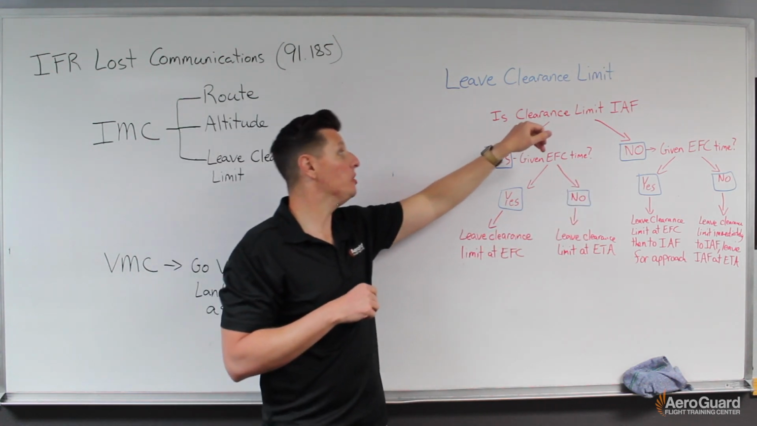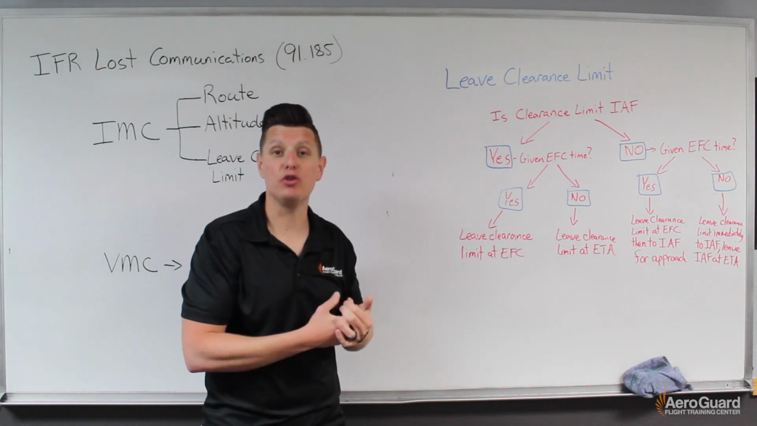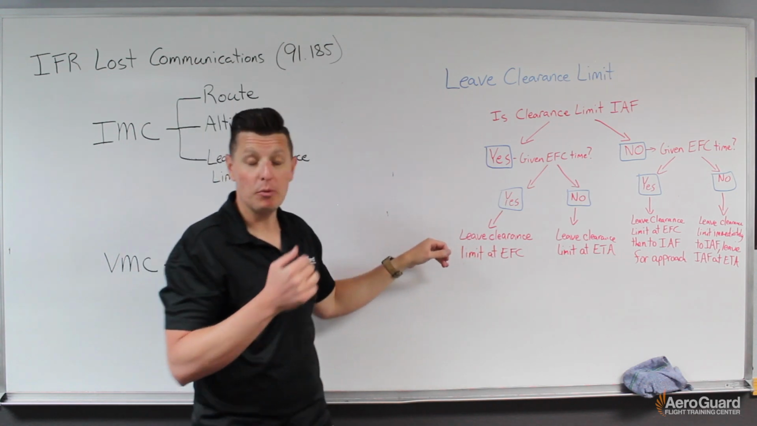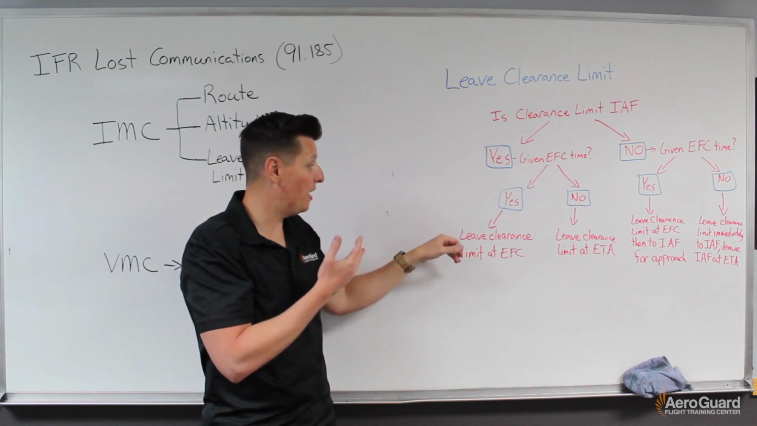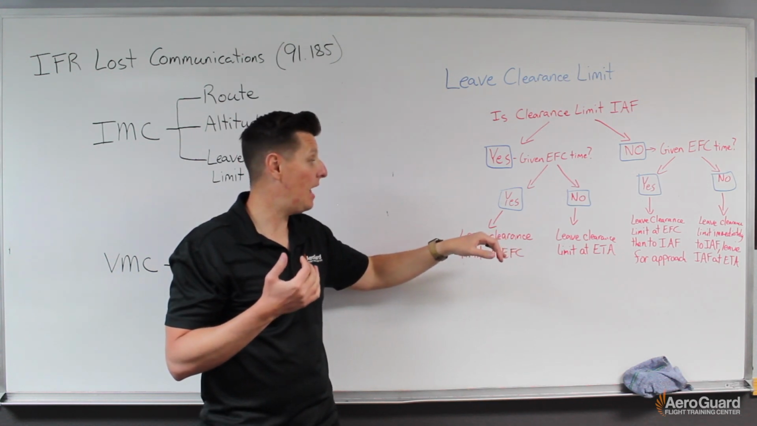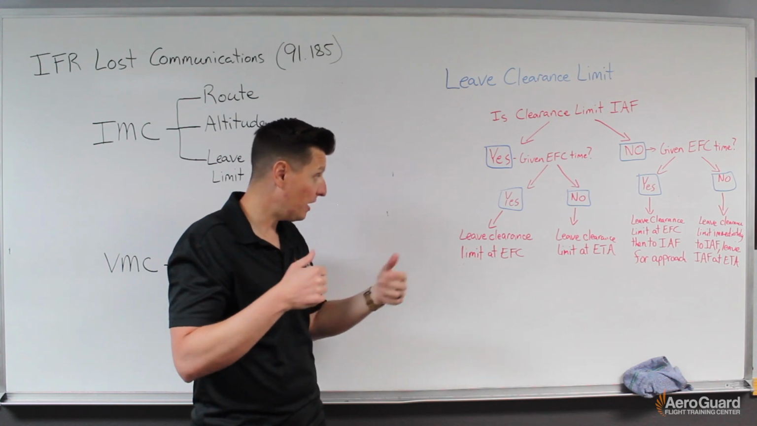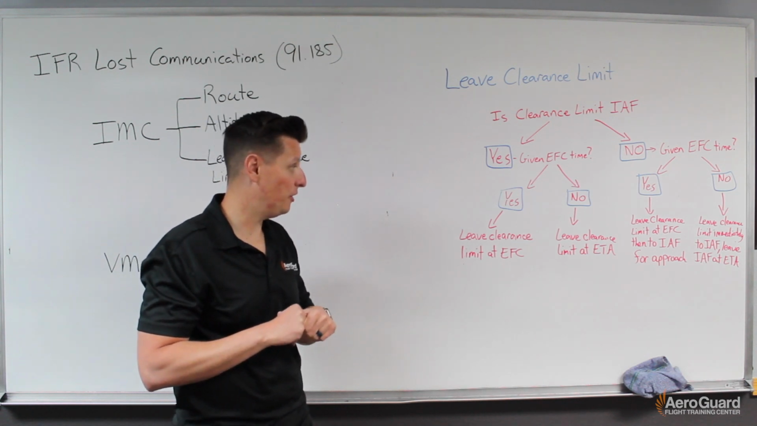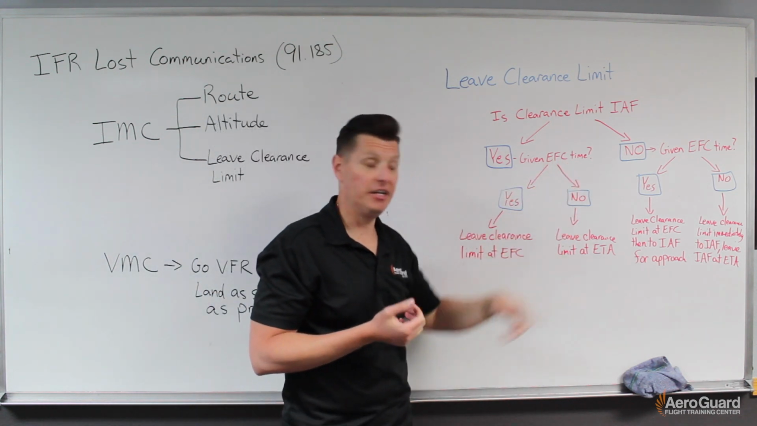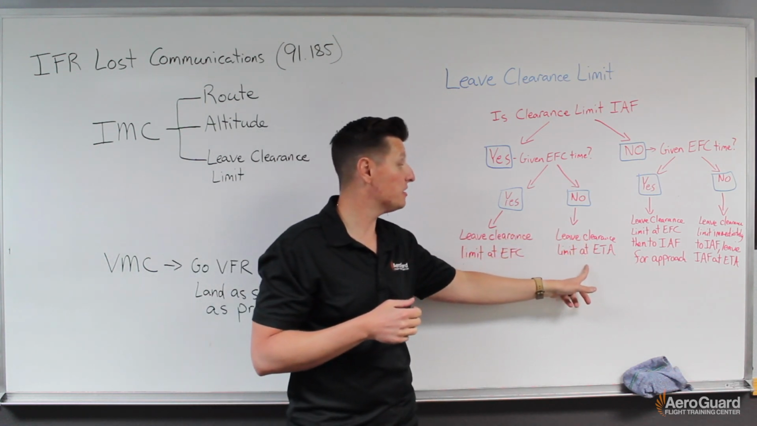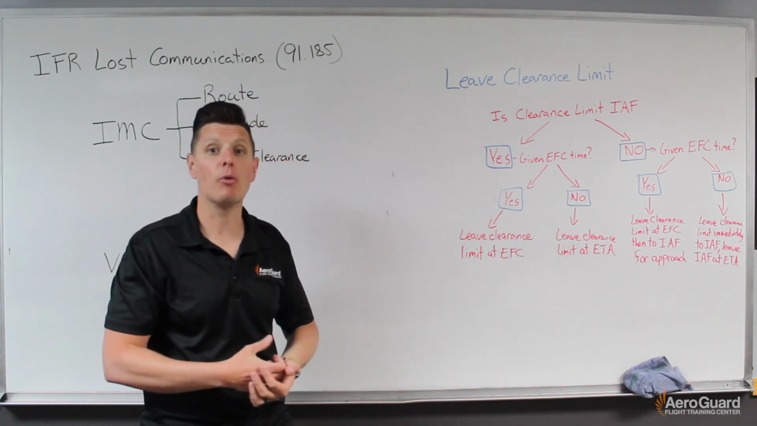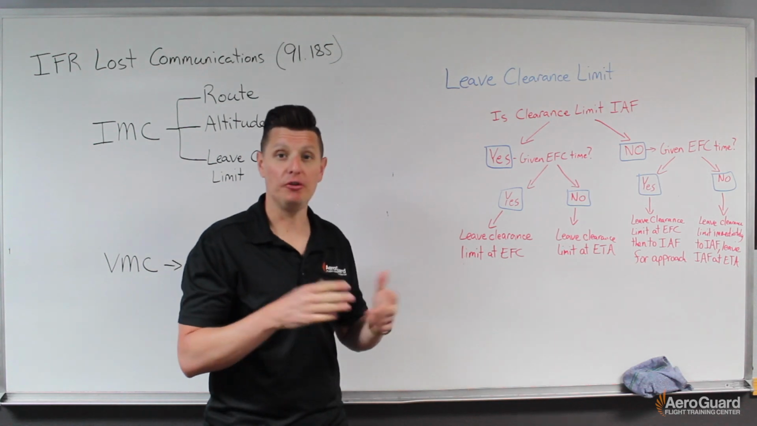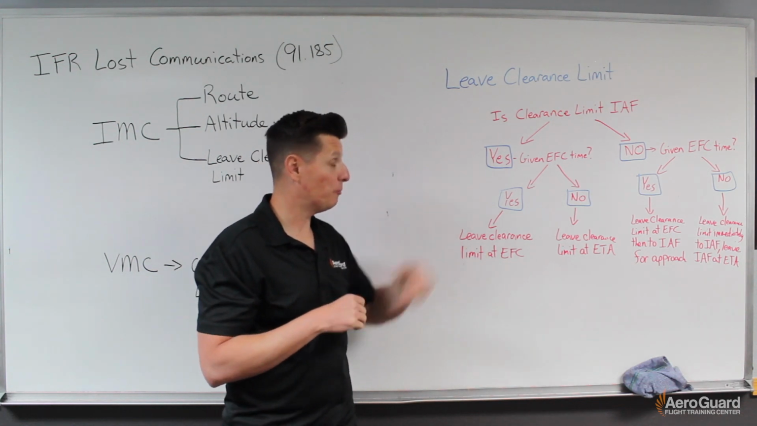Let's say we did receive a clearance limit that was an initial approach fix, and we did get an EFC time. Then we would simply get to that initial approach fix, hold there until our EFC time, and then proceed in on the approach. If the EFC time has already lapsed, then as soon as we get to the initial approach fix, we just continue immediately inbound on the approach. If we were not given an EFC time, then we would leave that clearance limit at our expected time of arrival.